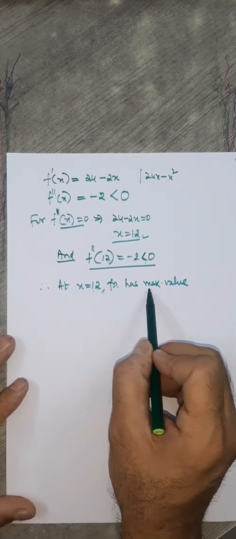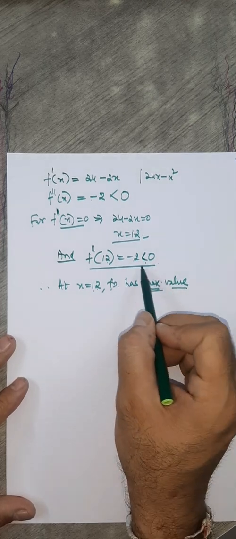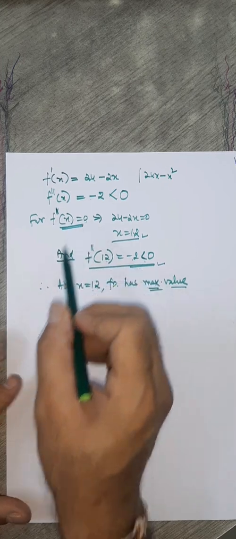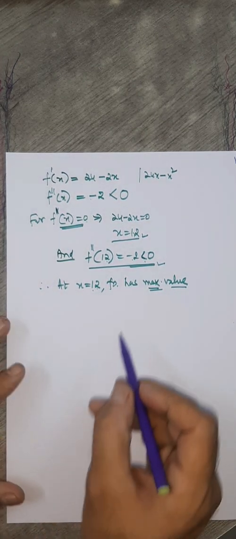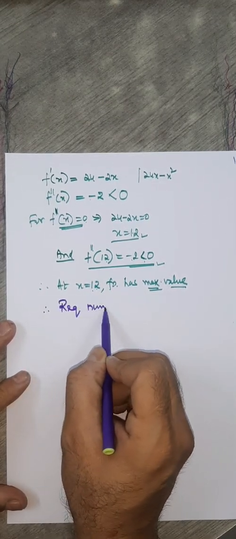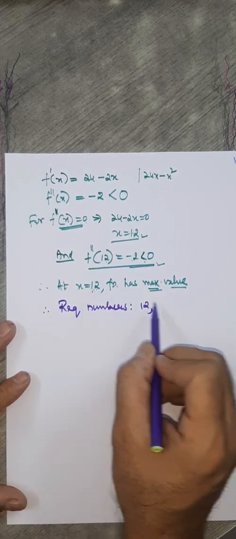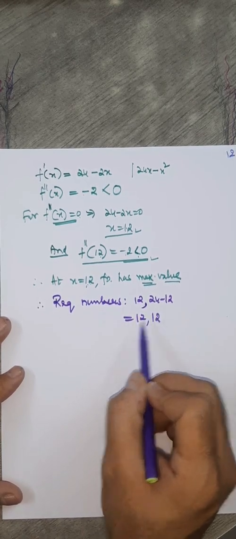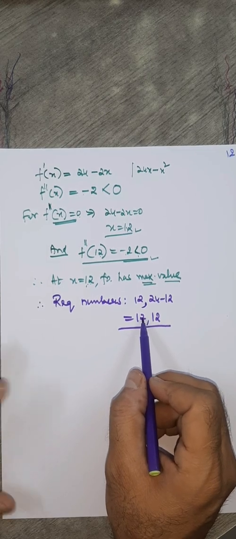At 12, the function has a maximum value, and you have written that from which information? Double derivative is negative, and at 12 first order derivative is 0. Got it? So one required number is 12. Therefore the required numbers: one is 12 and the other one is 24 minus 12. So 12 and 12.